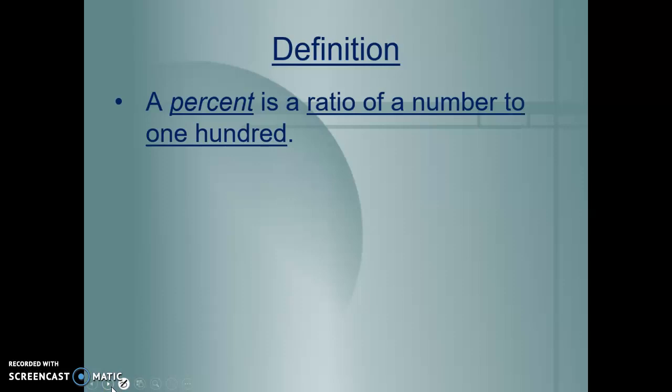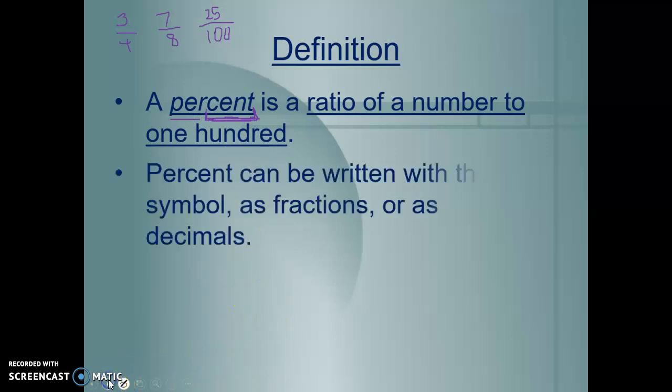A percent is a special kind of ratio, and it's a ratio of a number to 100. So we have ratios like 3 out of 4 or 7 out of 8, and percents are just like those, only percents are always out of 100. So 25 out of 100 is 25%. Remember that cent means 100, and per just means a part of, so this is a part of 100. It's a ratio of a number to 100.